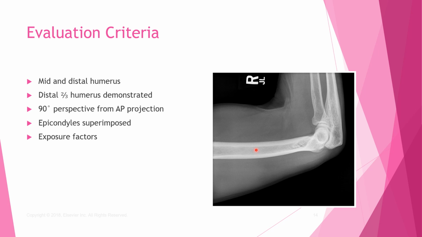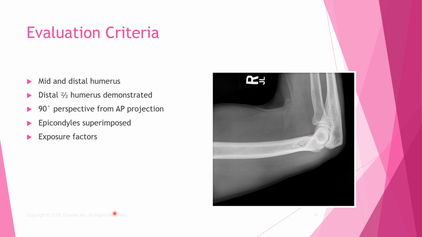On this particular image, you're getting the distal two-thirds of the humerus. It is a 90-degree perspective from the AP that was done. The epicondyles are superimposed and the exposure factors are acceptable, and there is actually a right marker placed prior to exposure, which is what we would want. So this would get you the mid and distal portion of the humerus for the lateral.